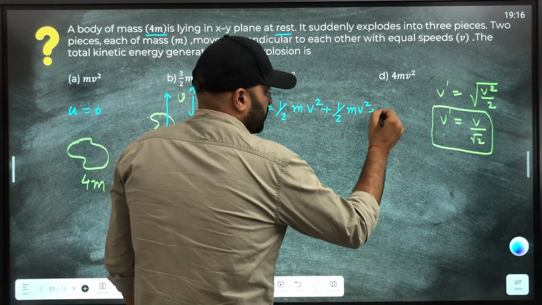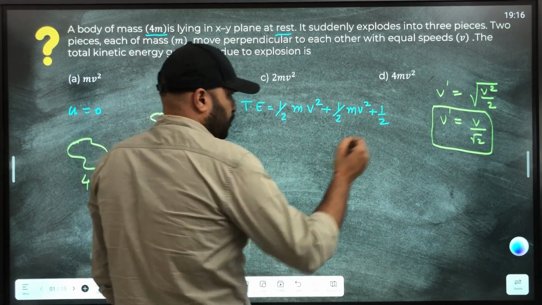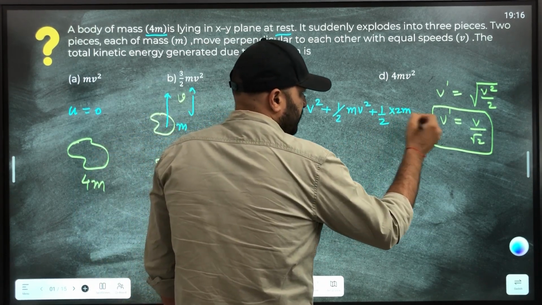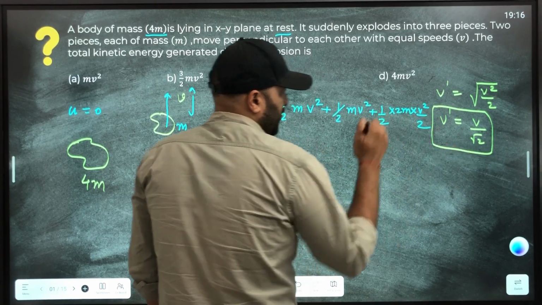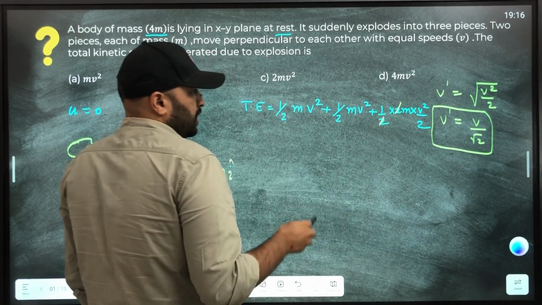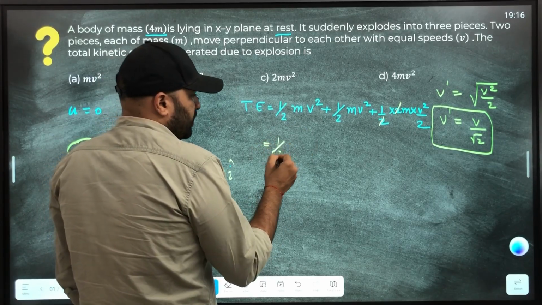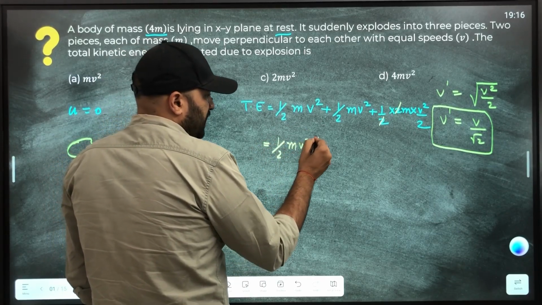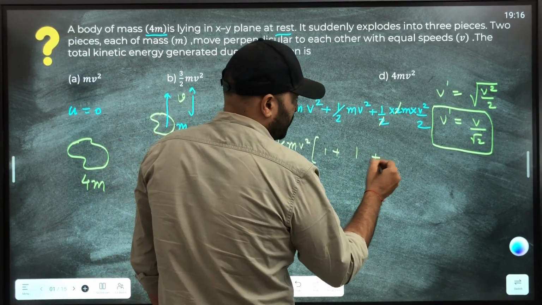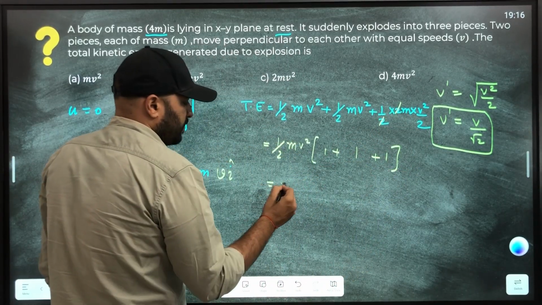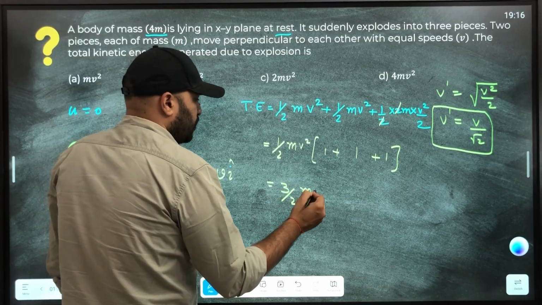So the third one will be equal to half. What's the mass? So 2m. And what's the velocity? So velocity is over here. We will square it. It will be v square by 2. Correct? Let's cancel out this 2 with 2. And let's take half mv square common. Taking half mv square common, we are left with 1 here, 1 here, and here also 1. So this will be equal to 3 by 2 mv square. I hope this is clear.